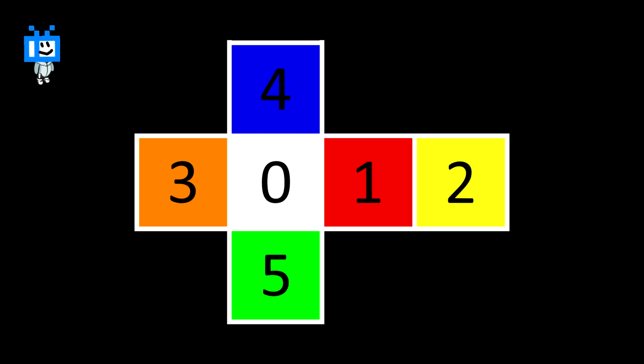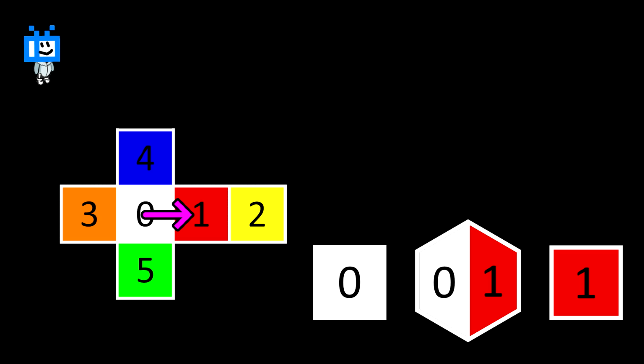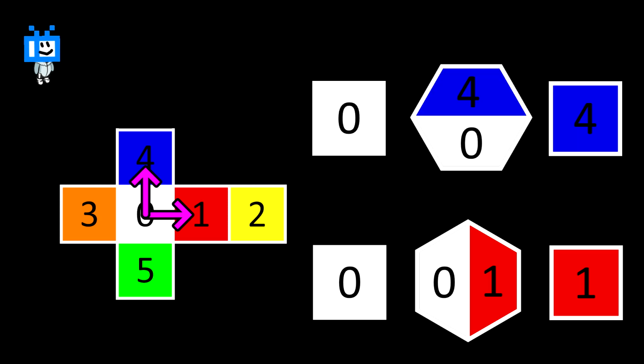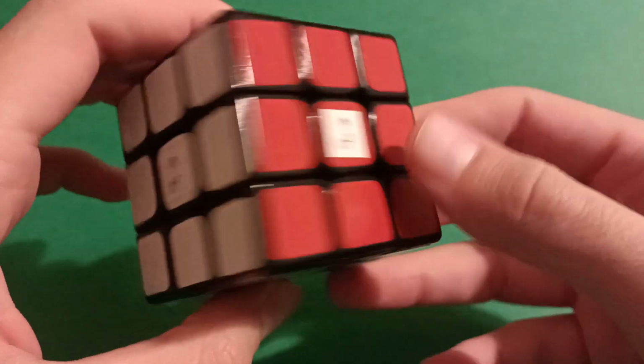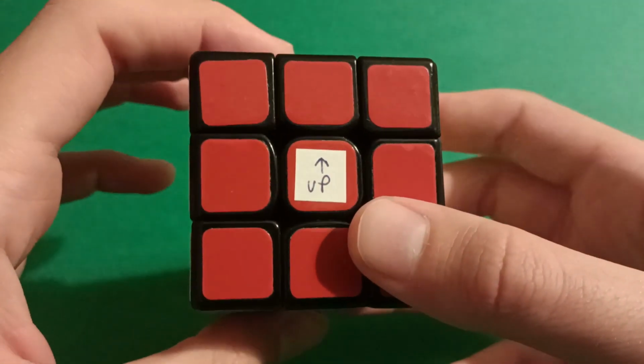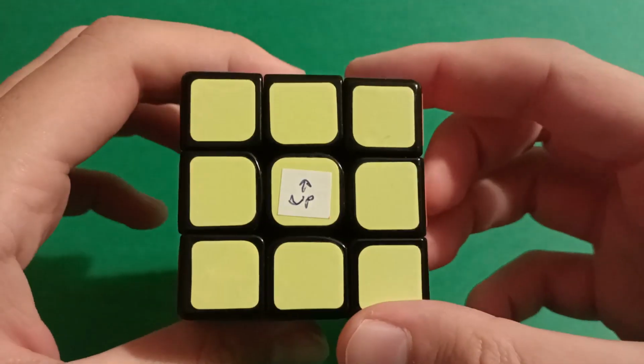We can use this as a map and consider rotations as movements instead. So rotating this way is moving right, rotating this way is moving up, and so on. Let's say you're on face 0, which is white, and move to the right. You get to red, or face 1. Move right again, and it's yellow.